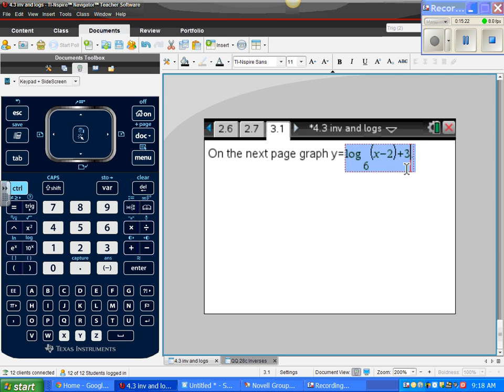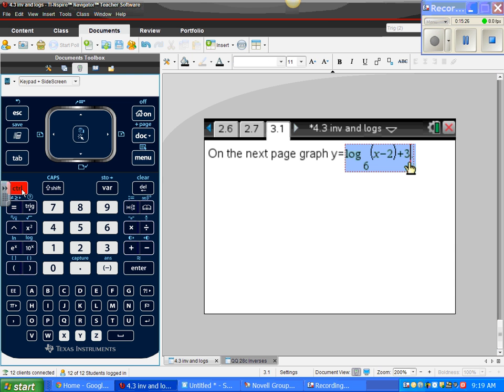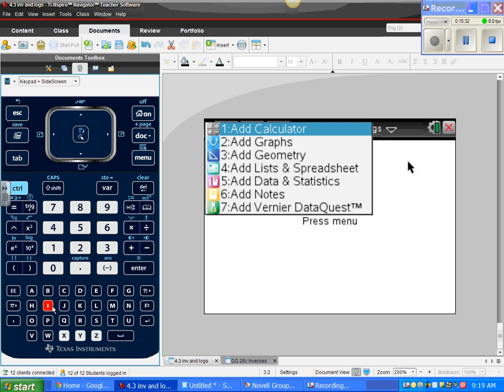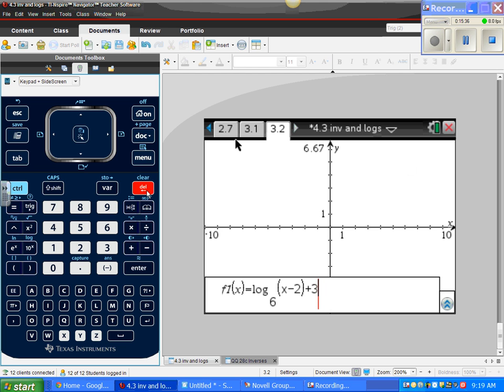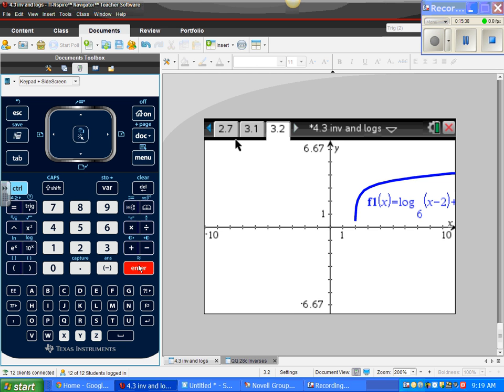So we're going to add a graph page, and we're going to graph this function right here: log base 6 of x minus 2, plus 3. So Control I, add graph. Here's my function. You have to add one. Control I, add graph.